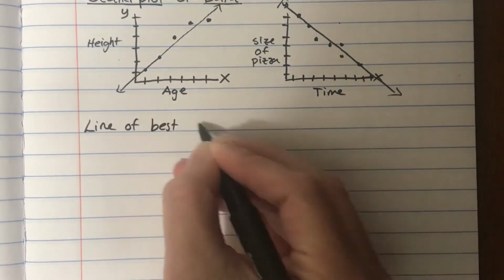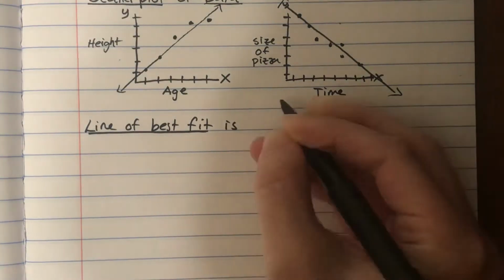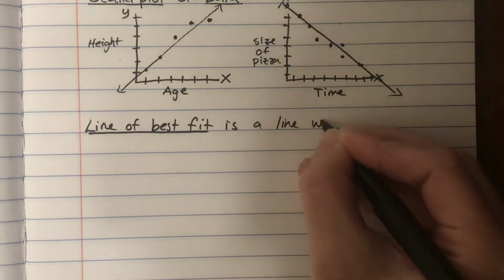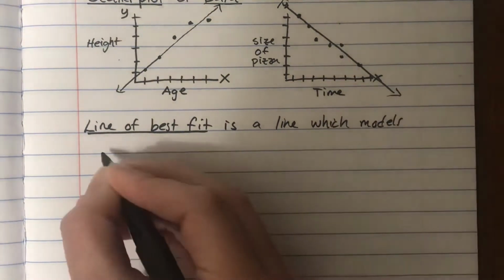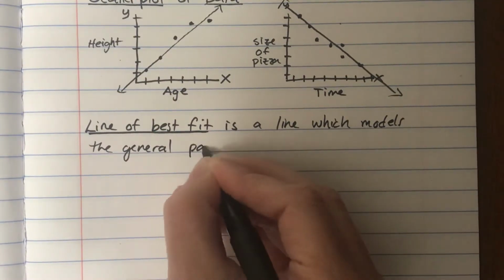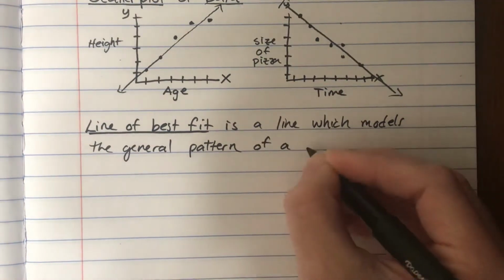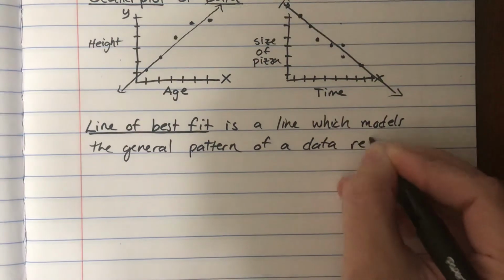A line of best fit, we'll underline that, is a line, of course, which models the general pattern of a data relationship.